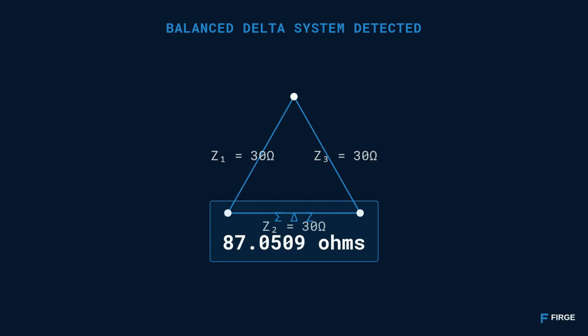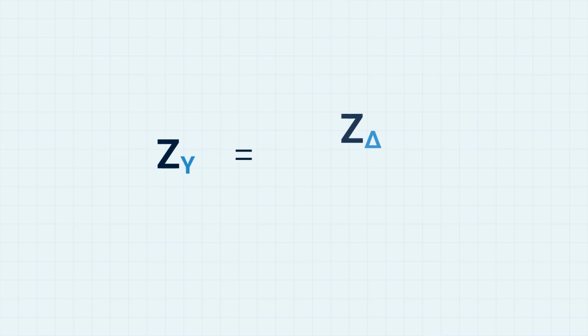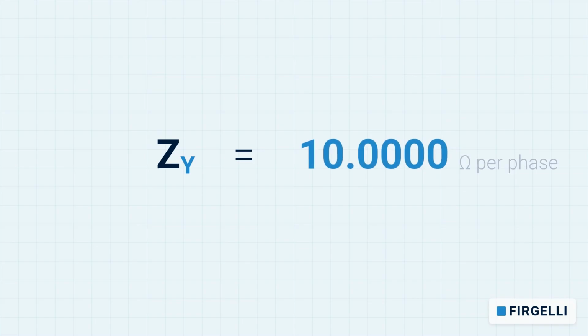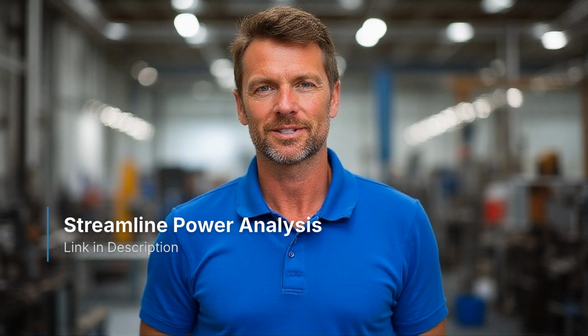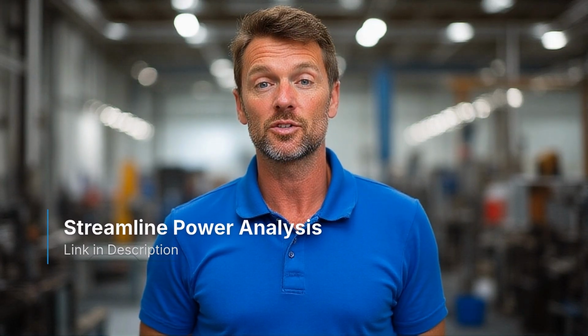The sum of delta Z equals 90.0000 ohms. The system identifies this as a balanced delta system, confirming that ZY equals Z delta divided by 3, which gives us 10.0000 ohms per phase. This calculator streamlines complex three-phase impedance transformations for power system analysis. Find the link in the description below.